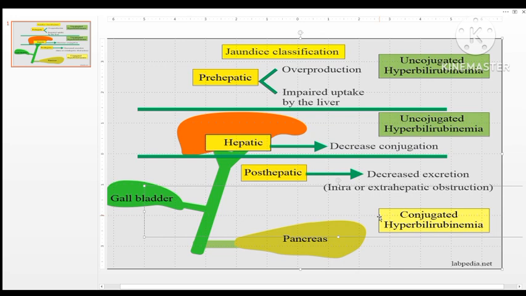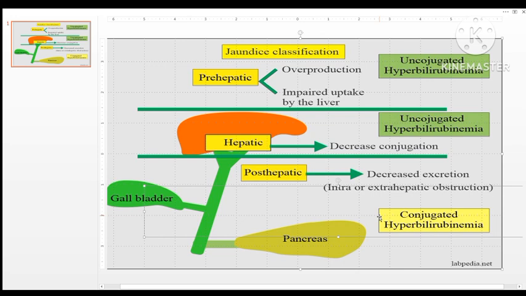In Van den Bergh reaction, we put a diazo reagent to the bilirubin. The diazo reagent is sulfanilic acid in dilute HCl. When we put diazo compound, which is sulfanilic acid in dilute HCl, in the bilirubin, then azobilirubin is formed, which is a purple colored compound.